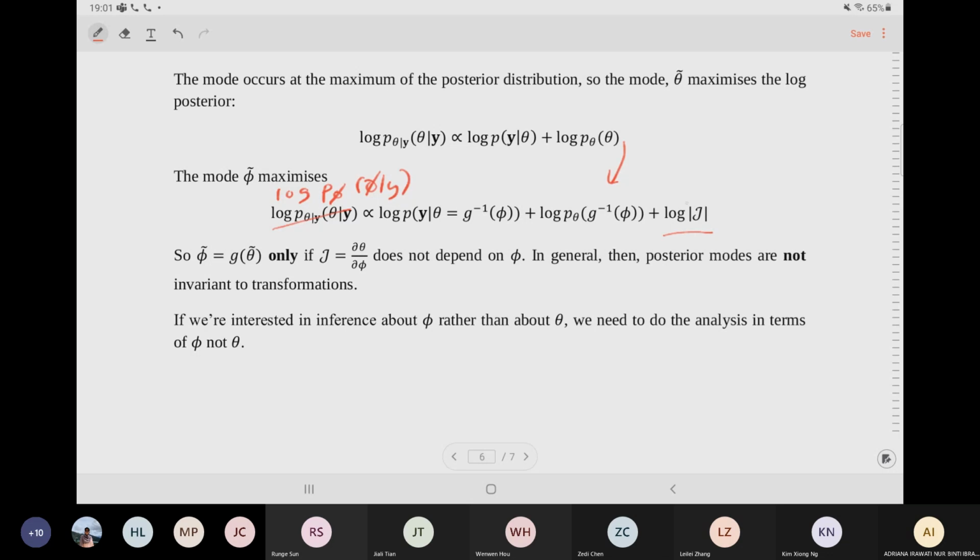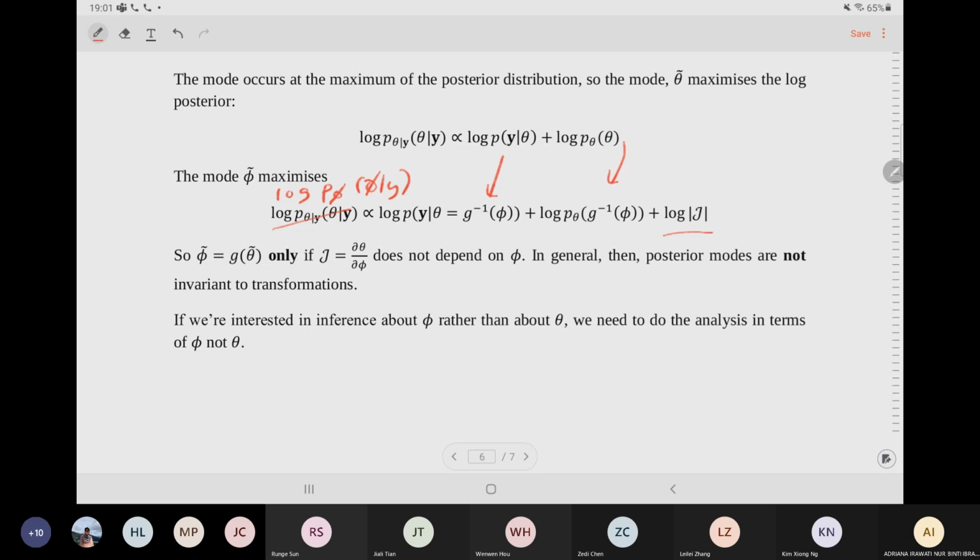Because without the Jacobian, you just put your g inverse here and in your log p of theta, so this one will go to this, and then actually it is invariant. But because we have the log Jacobian here, that's why it's not invariant.